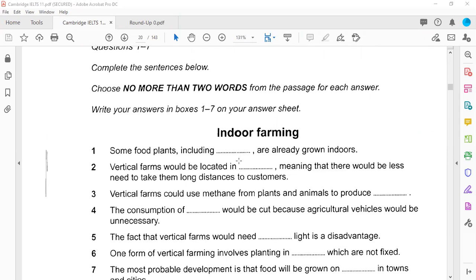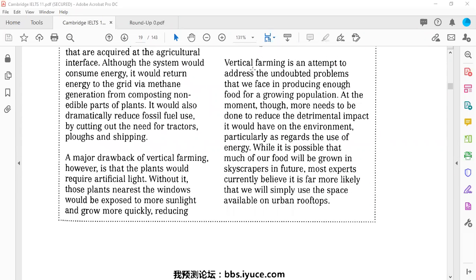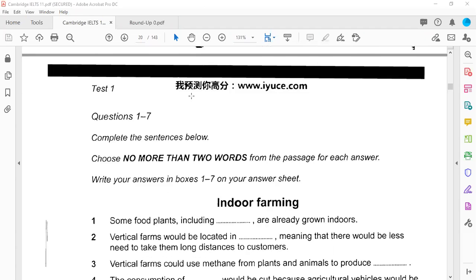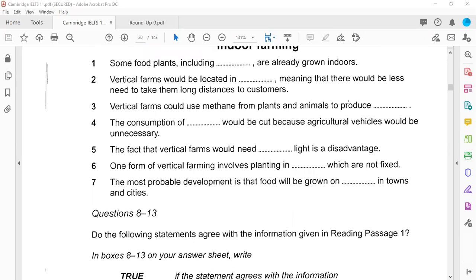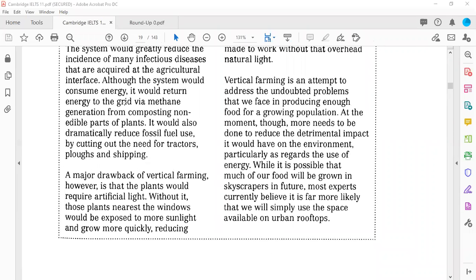Vertical farms could use methane from plants and animals to produce... What will it produce? Growing population? It could use the methane from plants and animals to produce energy.